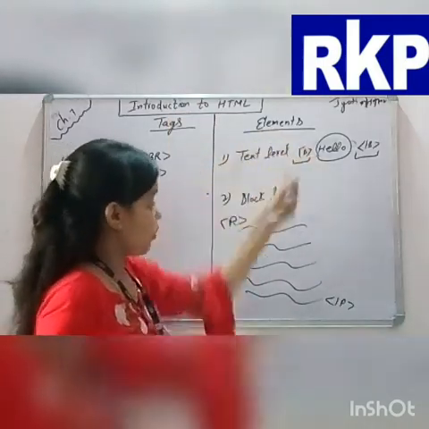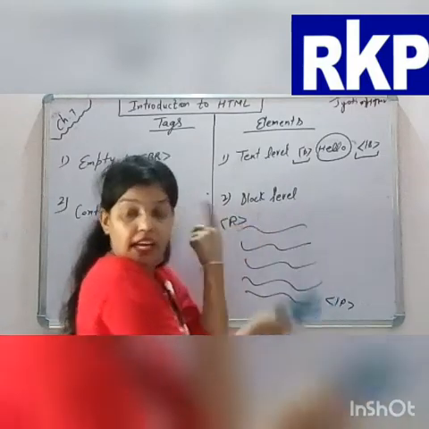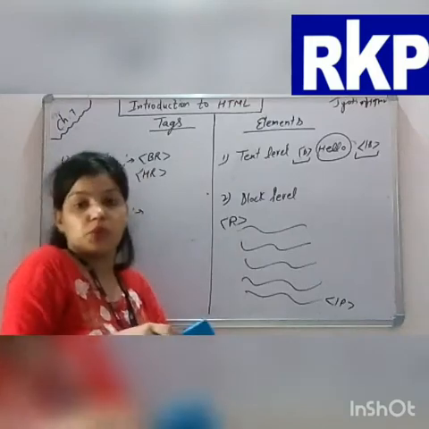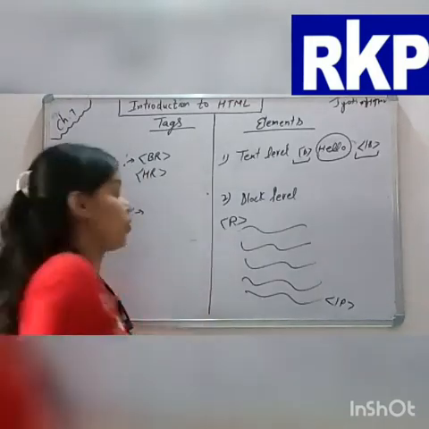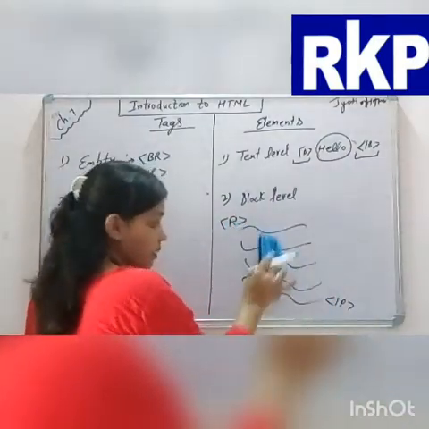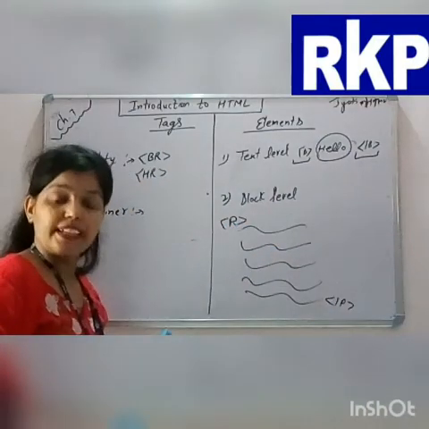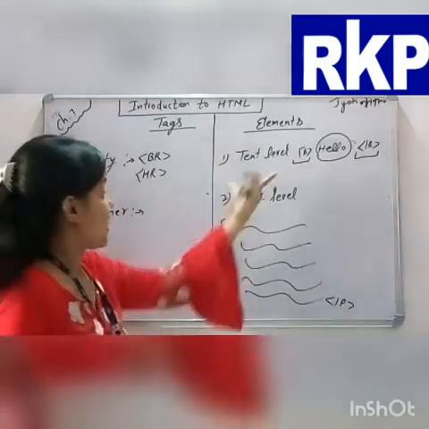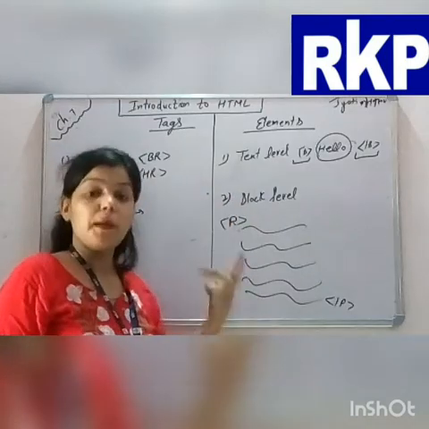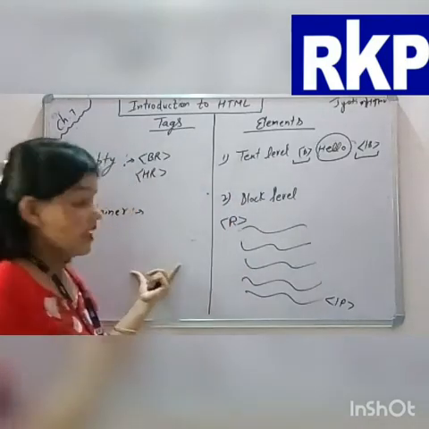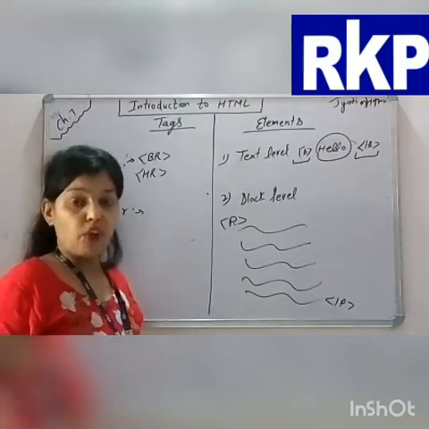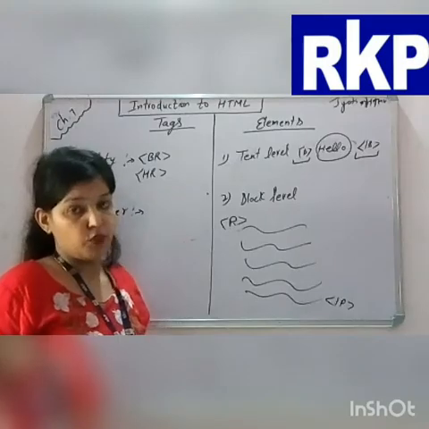So what are these? These are elements. Why elements? Because we are not talking about only tags, we are talking about the data also, contents also, information also. Here tags are present and text is present. So that's why these are elements. Text level is a single line. Block level is multiple lines or a paragraph. So students, these two topics are given on page number 2 of your chapter in your book. So read these carefully. Okay students.